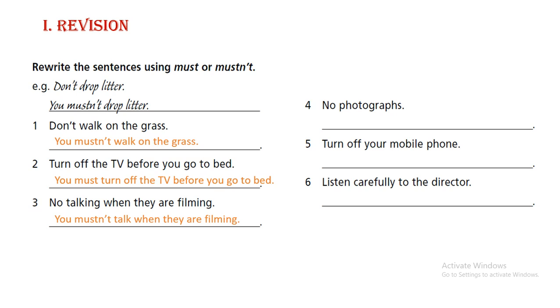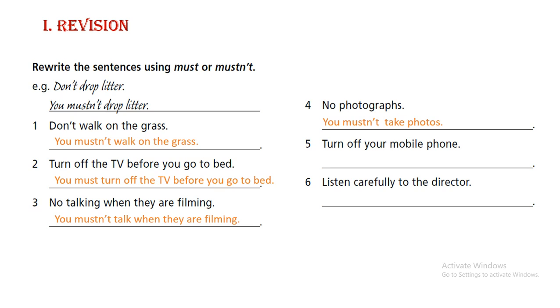Number four, no photographs. This sentence also doesn't have a verb. When you are making a sentence with must or mustn't, you need to have a verb. So what are you going to do here? No photographs. You're going to say you mustn't take photos. Photo or photograph, the same thing. Because with photo, you use the verb take to make the sentence.